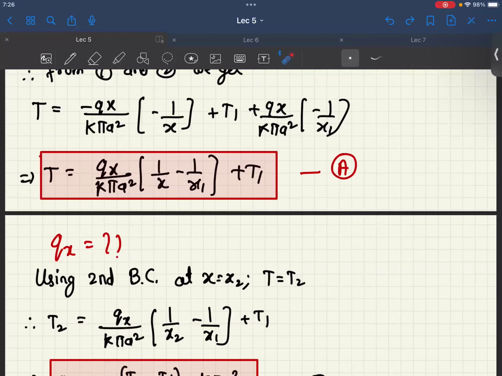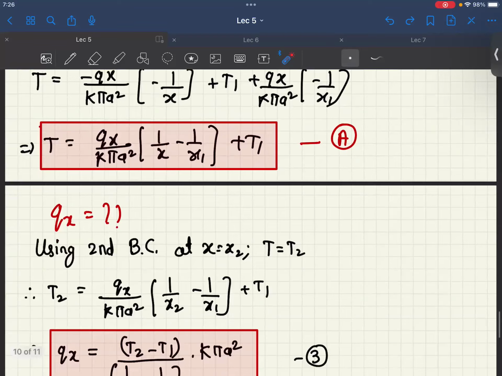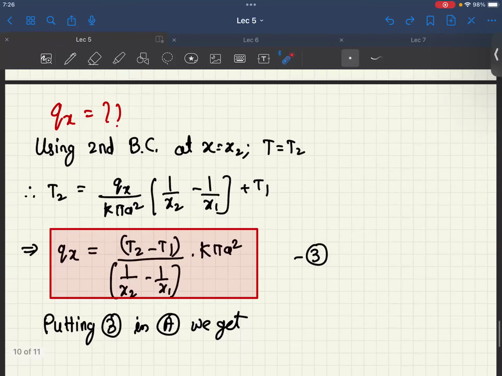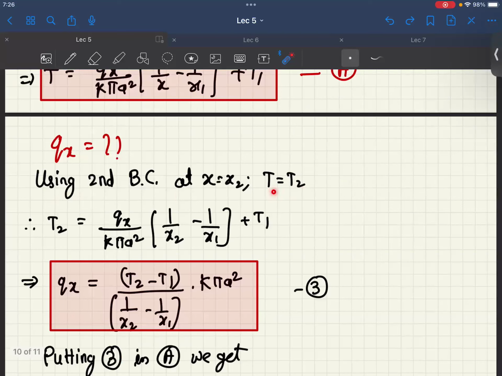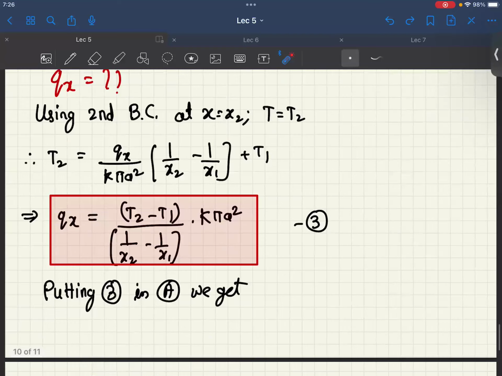Now what is the intuitively or intrinsically next step which we have in any sort of question? The next step is, once we compute the temperature distribution, we are going to calculate the rate of heat transfer. And how could we calculate the rate of heat transfer? Using the second boundary condition at x equal to x2, we end up with the rate of heat transfer being nothing but this, right? So we put this expression into our original expression for temperature distribution.